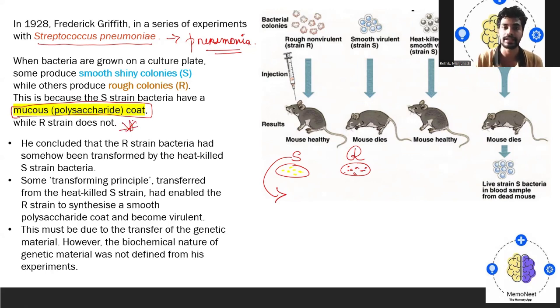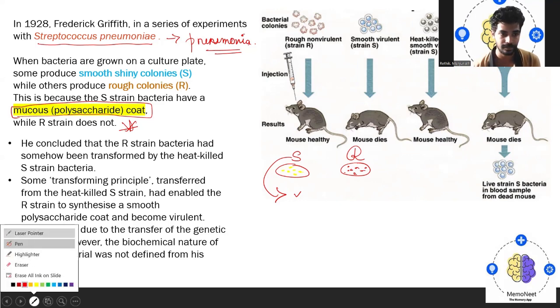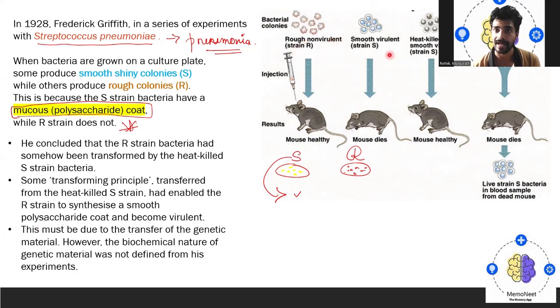Then he conducted a series of experiments where he took the S strain bacteria first. These are the bacterial colonies that you can observe here. One has the rough strain, and the other one has the smooth strain. So first he takes up this R strain, the rough strain bacteria.